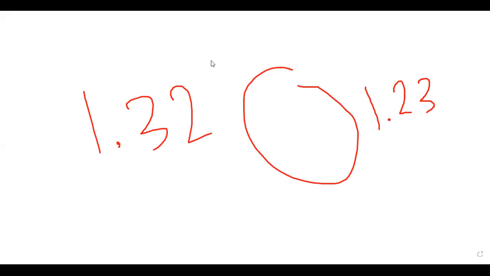Now we want to compare between these two decimal numbers. What you will do is compare digit by digit. So 1 is 1, so they are still equal. Now here we have 3, and here we have 2. 3 is greater than 2. That means this decimal is greater than this decimal.